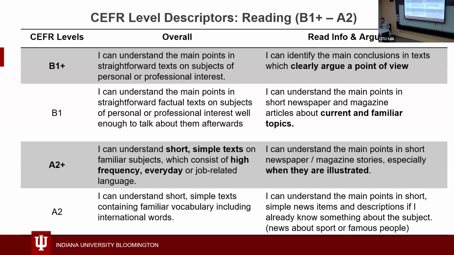A2 is easy to identify. They can understand only short, simple text on familiar subjects, in high frequency, everyday language. So the text itself is short, and the sentences are also very simple. And they understand some main points in newspaper and magazine stories only when they're illustrated, with pictures and other information attached.